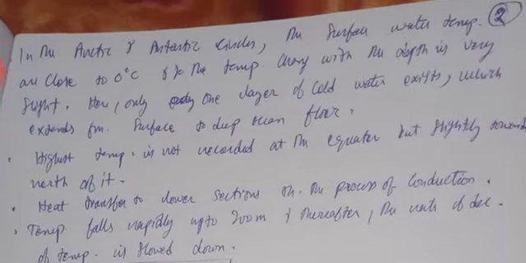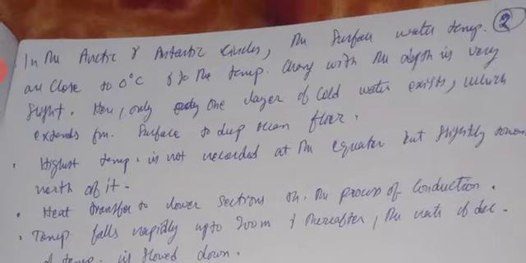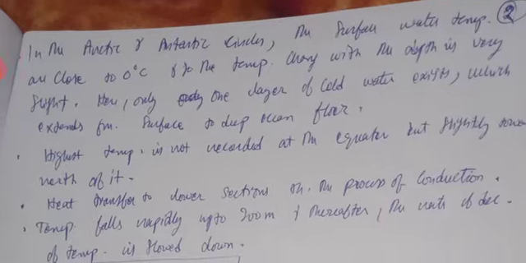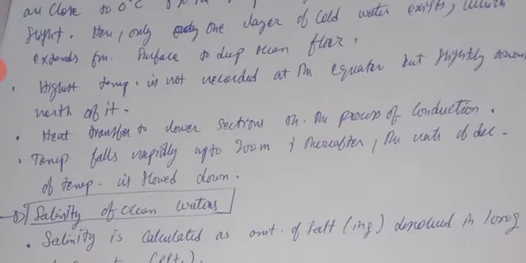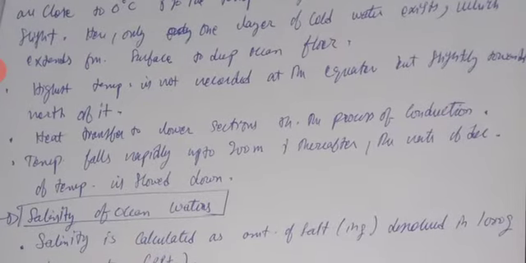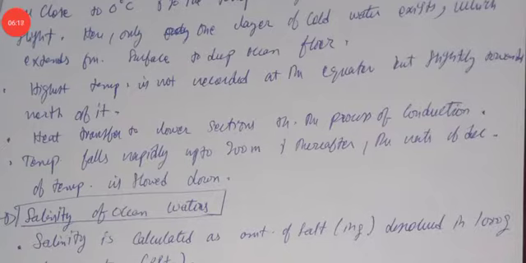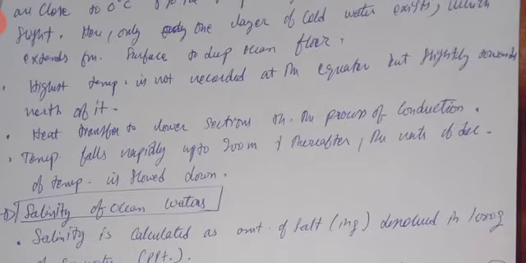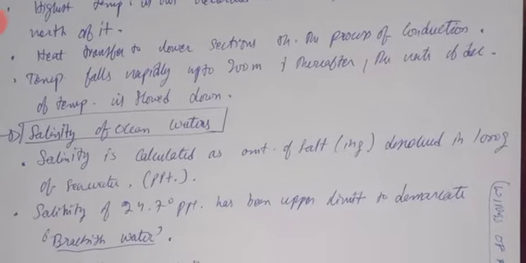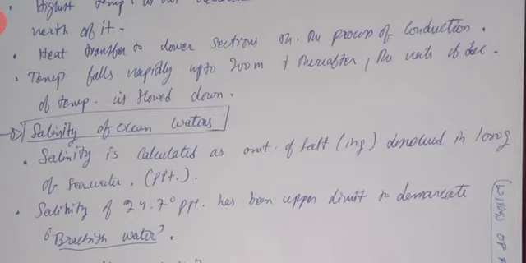In the Arctic and Antarctic circles, the surface water temperatures are close to 0 degrees Celsius, so the temperature change with depth is very slight. Here only one layer of cold water exists, which extends from the surface to the deep ocean floor. Next point, the highest temperature is not recorded at the equator but slightly north of it. Heat transfers to lower sections through the process of conduction. Temperature falls rapidly up to 200 meters, and thereafter the rate of decrease of temperature is slowed down.